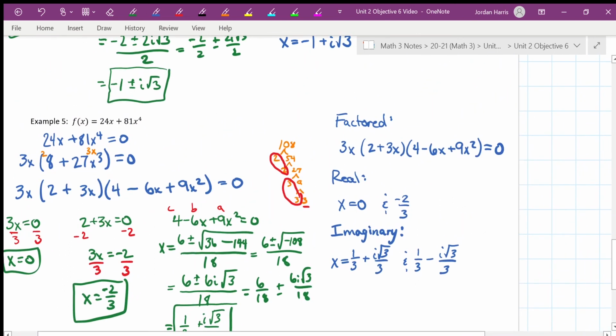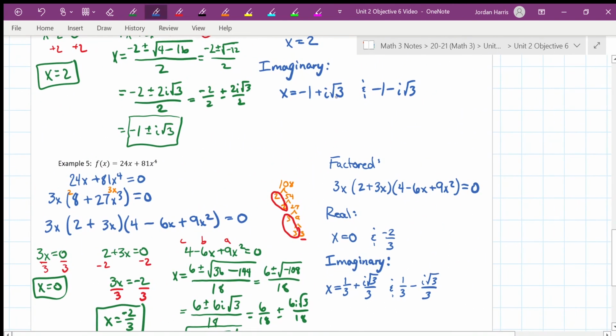And notice in our imaginary solutions, we ended up with a root 3. And that should be the case actually for every single problem. So every single problem on your homework, if you simplify that root in the quadratic formula correctly, it should end up with a root 3.